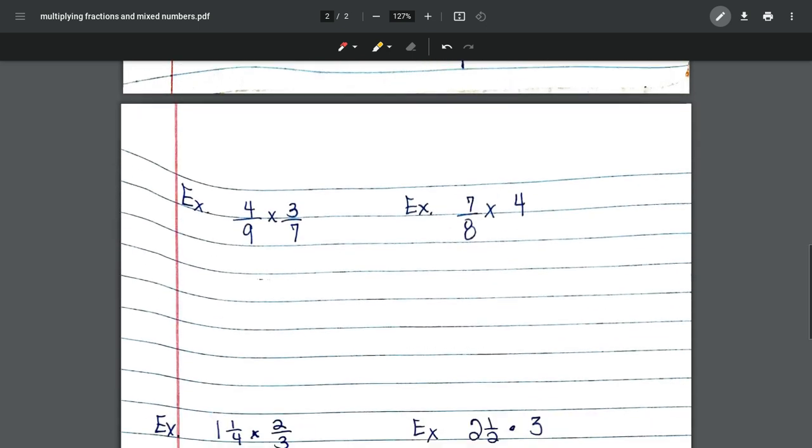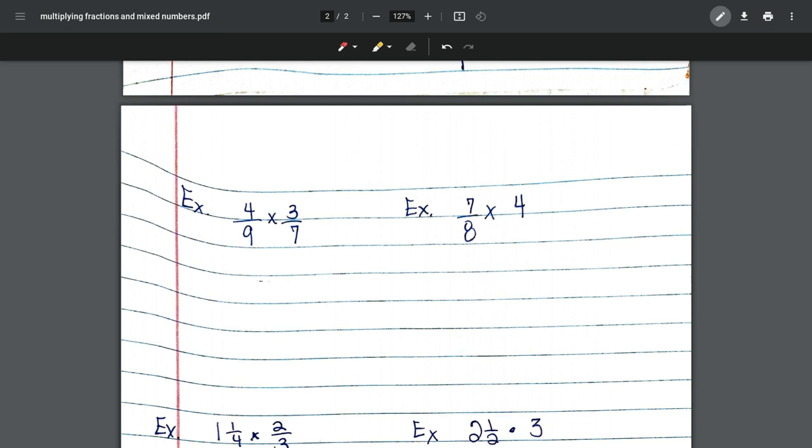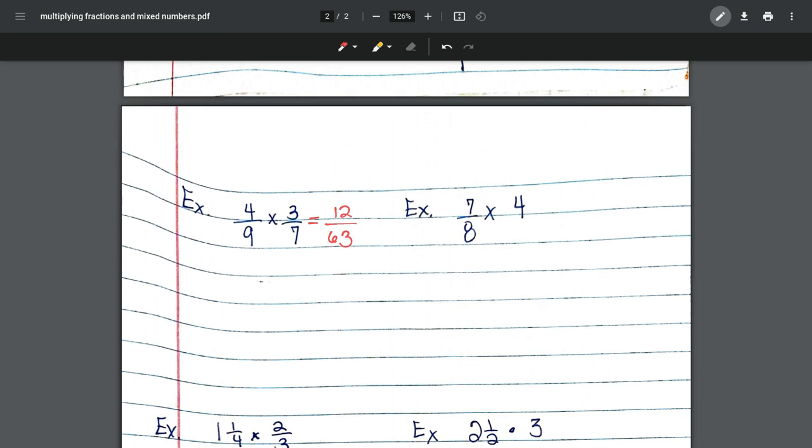Okay, let's take a look at these two. Just do top times top, you get 12, and bottom times bottom, you get 63. Now, if you can't simplify it, fine, just leave it as 12 over 63. But I will tell you that both of these are divisible by 3. 3 times 4 gives you 12, and 3 times 21 gives you 63. We'll end up with 4 over 21. Some of you will just notice that they're both divisible by 3.